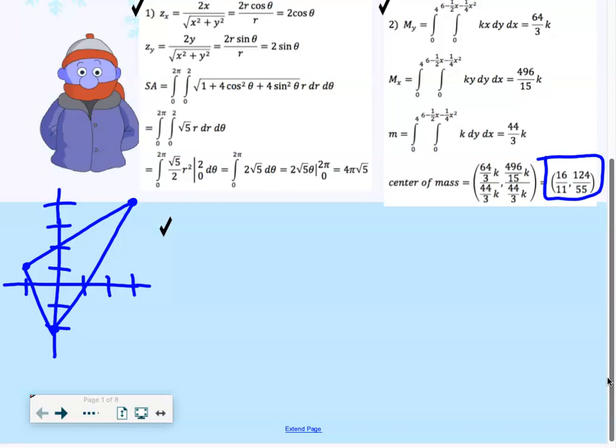Well, it's just like when you did area last year. You're either going to do top minus bottom or right minus left. Either way, you're going to have to split it up. So I'm going to do top minus bottom because that's my go-to. I like top minus bottom, so I like dy dx. So if it's a potato, I'm going to go dy dx.